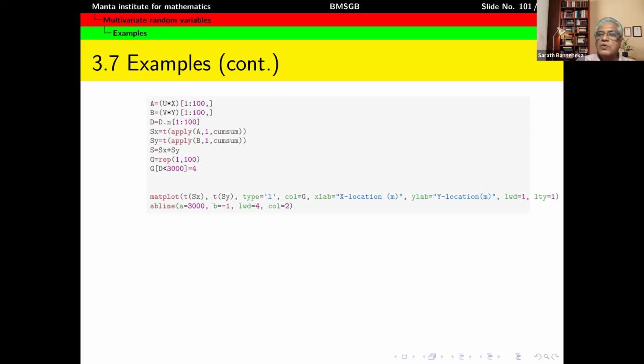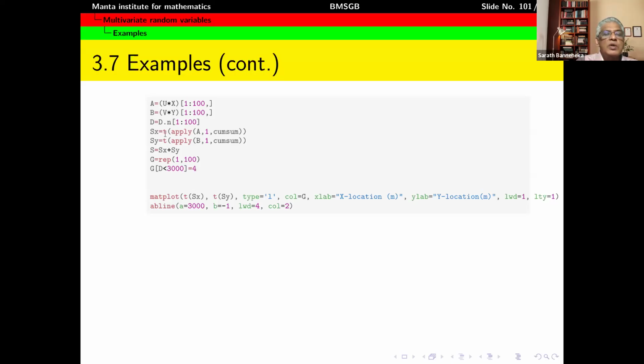First column in U and first column in X, second column in U and second column in X, because this is the usual multiplication sign here. Otherwise, if you use the matrix multiplication, you get a different answer. That's not what we want. So from that, we will take the first 100 rows. And similarly, I call V times Y plus 100 rows.